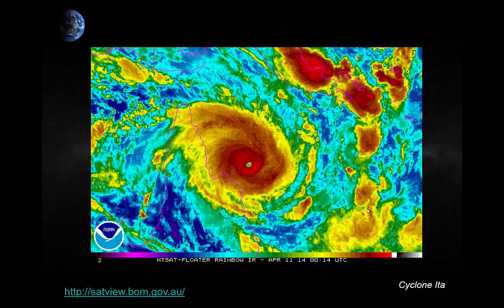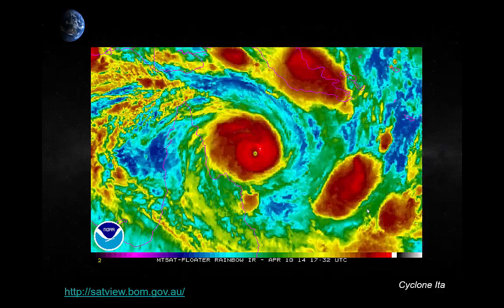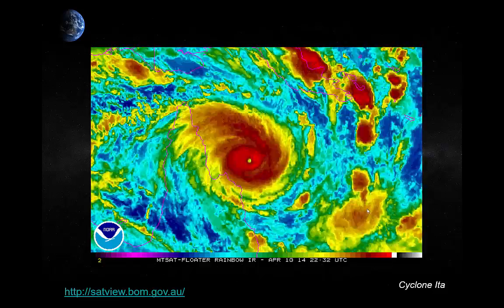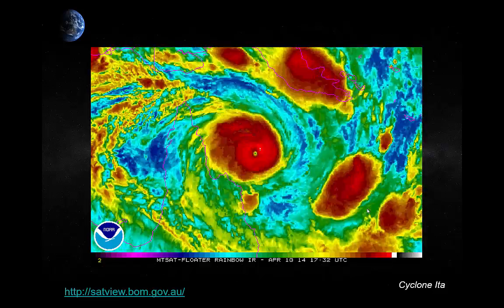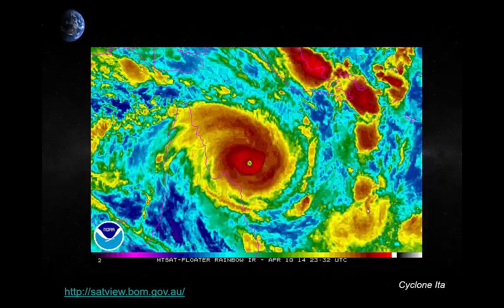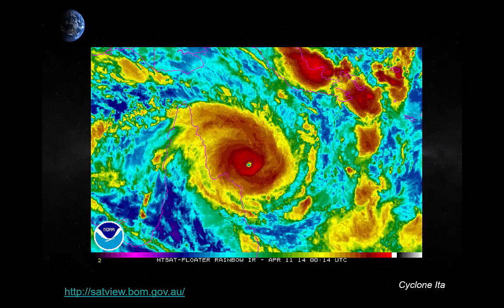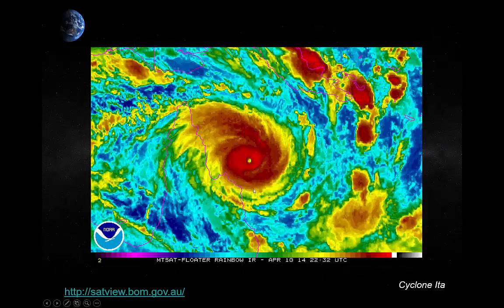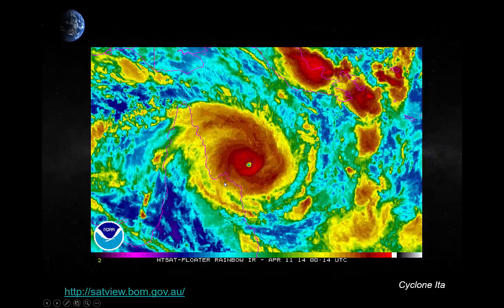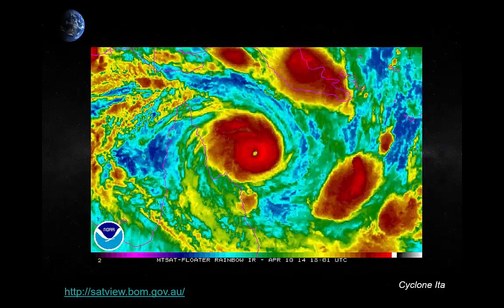So here's a sequence of images from a geostationary satellite, MTSat, which is the precursor of Himawari 8 that I talked about in a previous video. A geostationary satellite that looks at Australia, among others, the whole eastern hemisphere. So what you see here is Cyclone Ita in 2014 approaching the coast. And so the only way that you can get this sort of detailed temporal information is with a geostationary satellite.